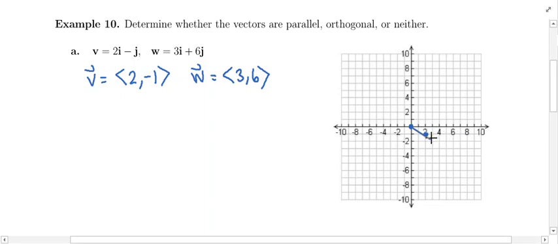So I'm drawing always from the initial point to the terminal point. Okay, so it will look like this. This is going to be vector V. And then we've got vector W, which also has an initial point at the origin. Its terminal point is at 3, 6. So that's going to be right here. Okay, so here's vector W.